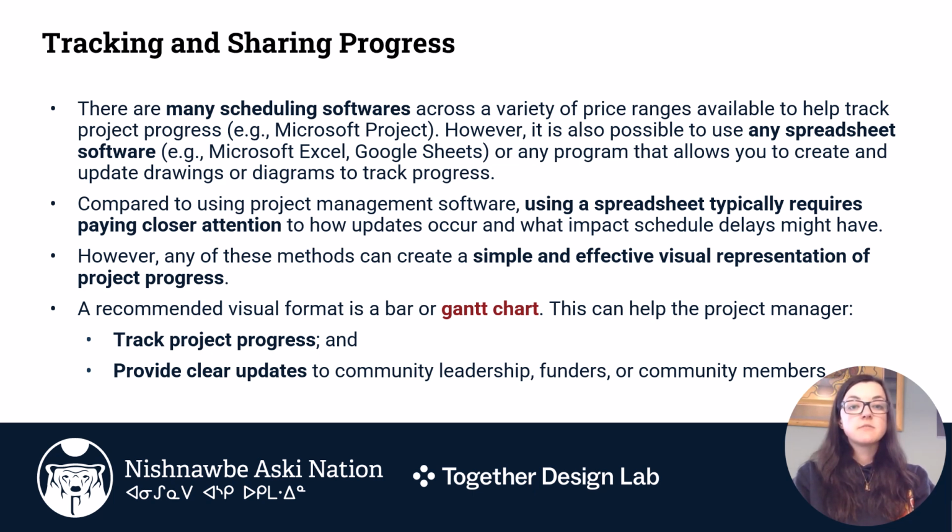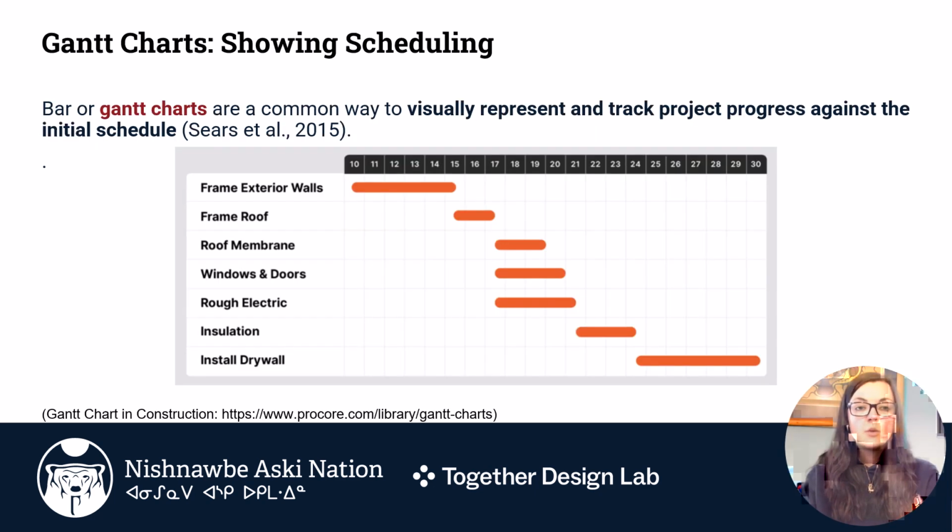A recommended visual format is a bar or Gantt chart. This can help the project manager track project progress and provide clear updates to community leadership, funders, or community members. Bar or Gantt charts are a common way to visually represent and track project progress against the initial schedule. Here we have a Gantt chart showing scheduling.